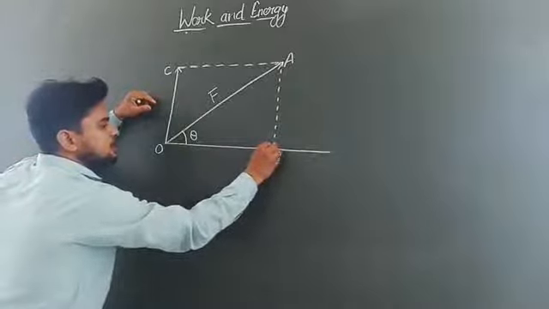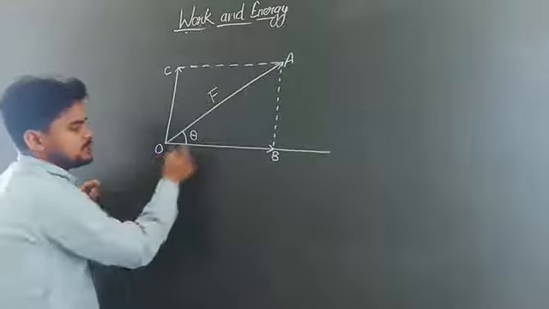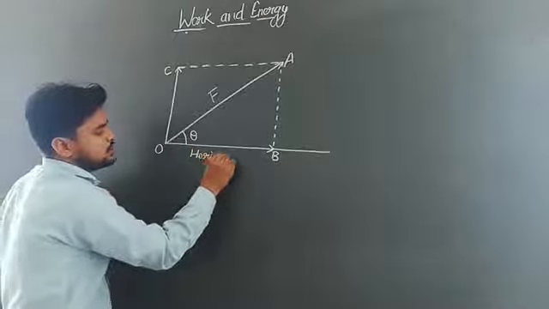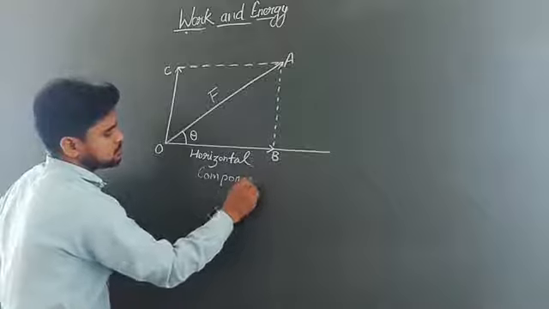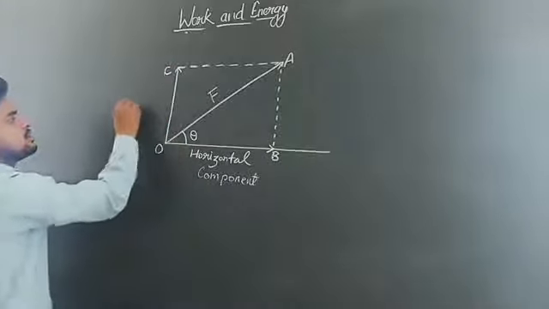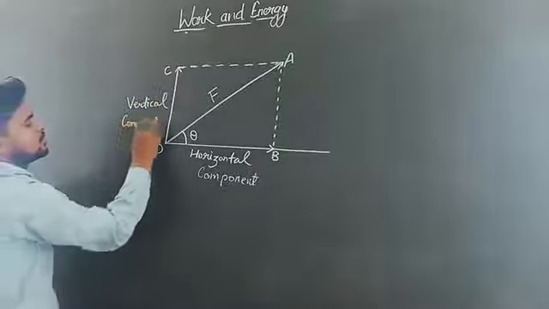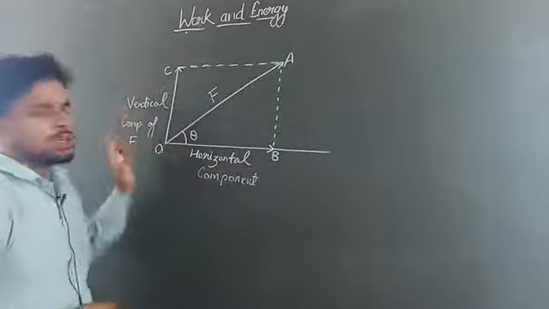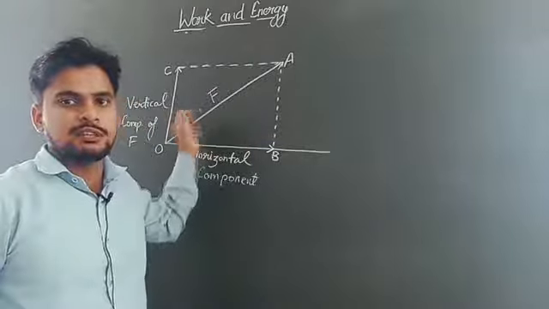Now this OB, that is the vector adjacent to the angle theta, is known as the horizontal component. While the vector perpendicular to the horizontal component, that is OC, is known as the vertical component of this force F. Okay, so OB is the horizontal component and OC is the vertical component. So we have resolved the force vector into its horizontal as well as vertical component.